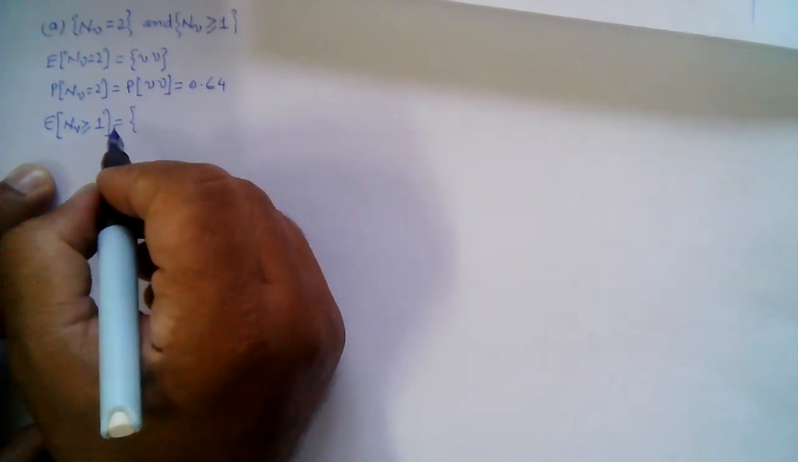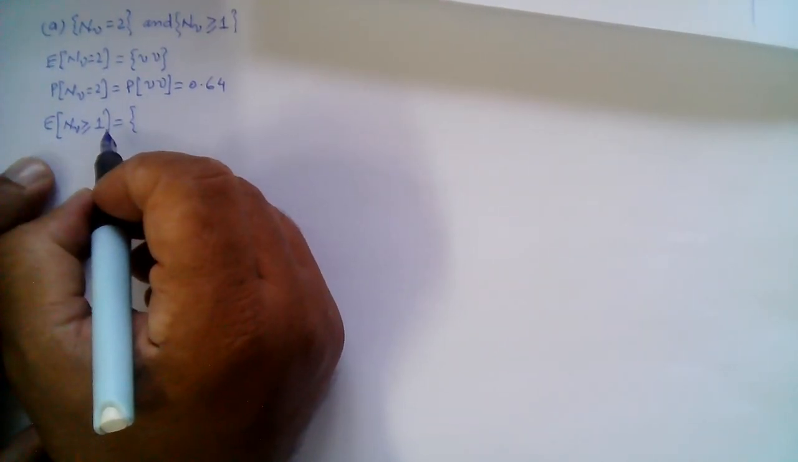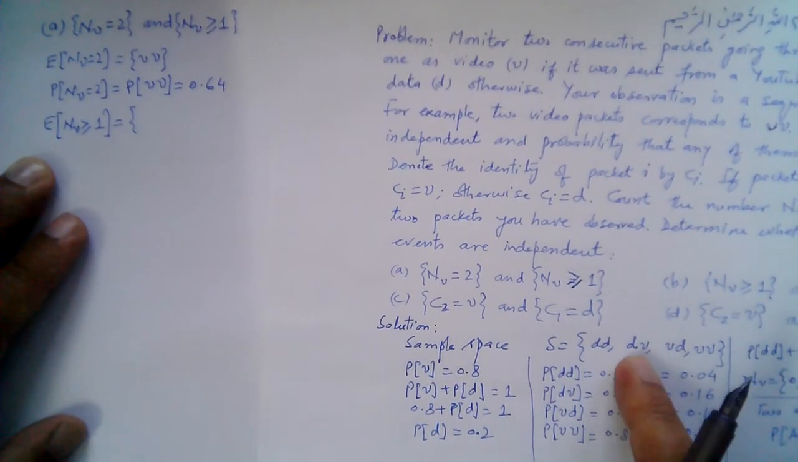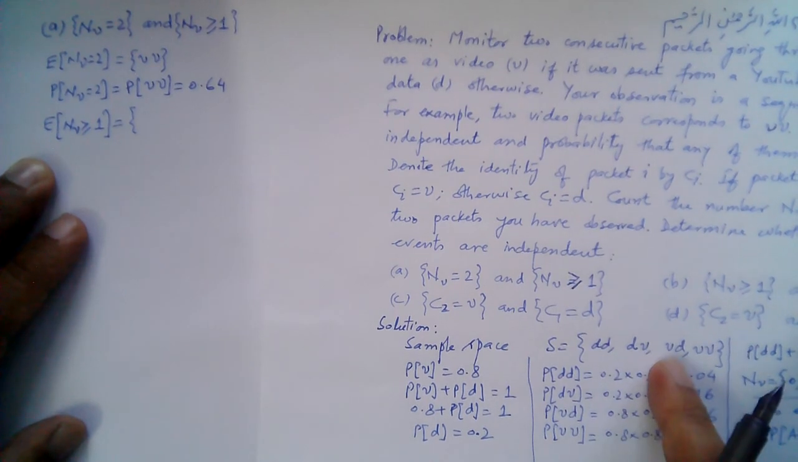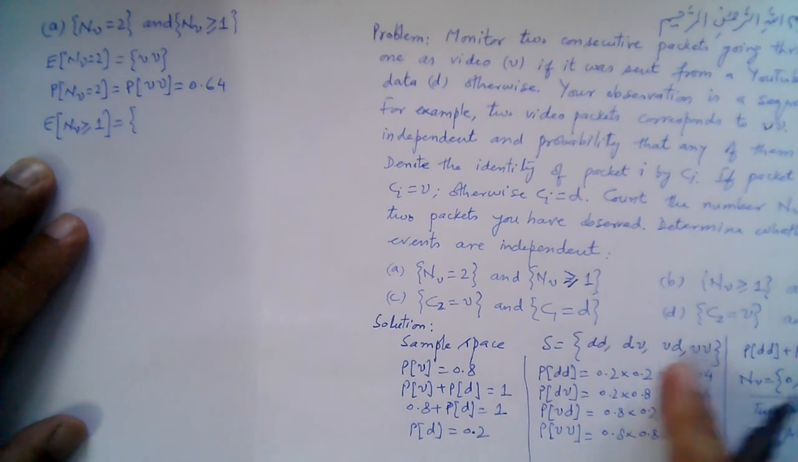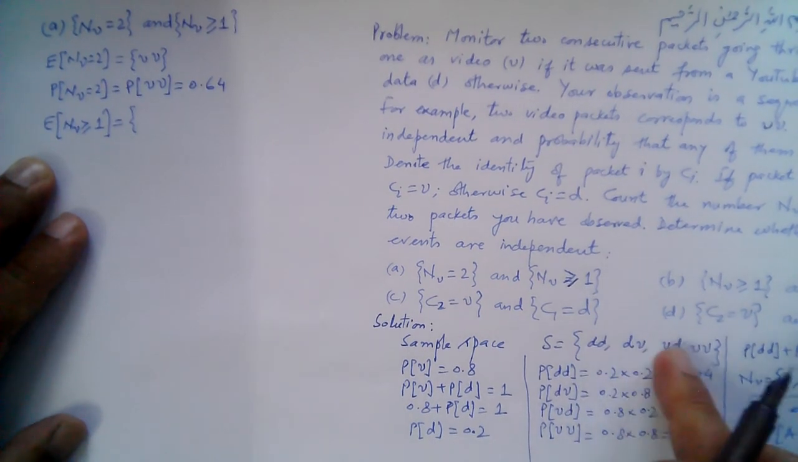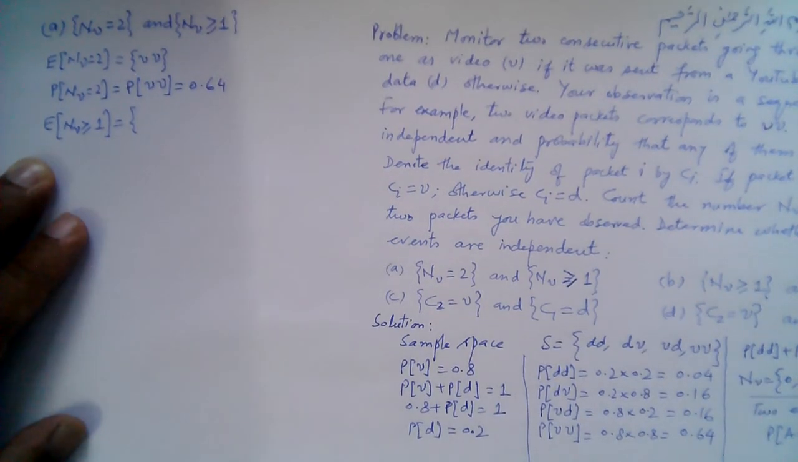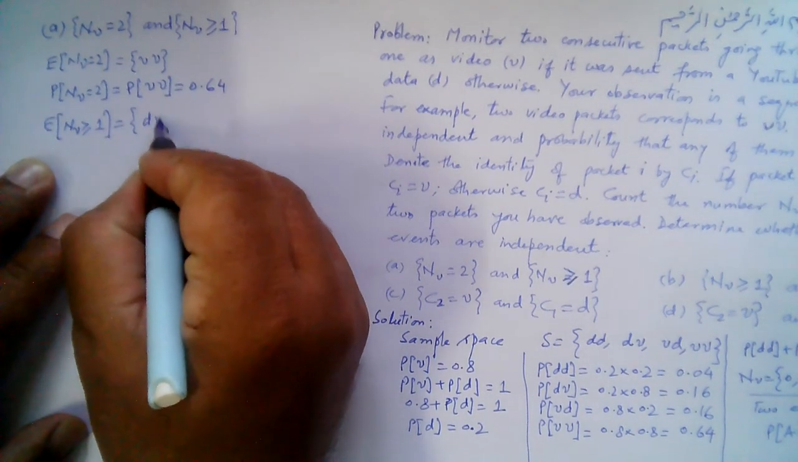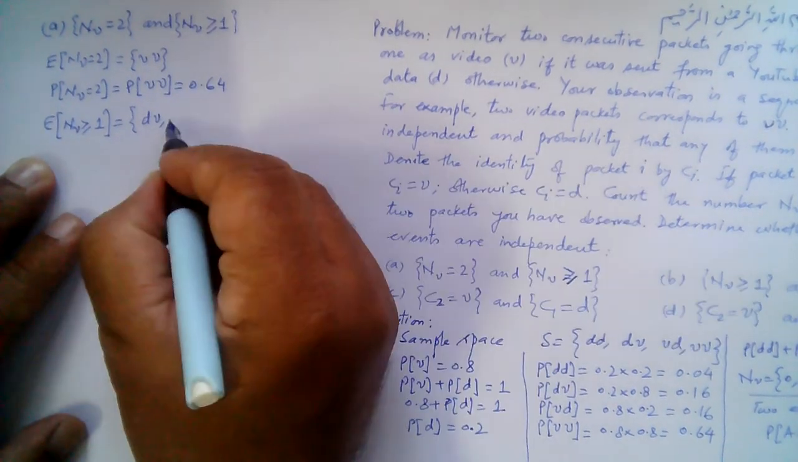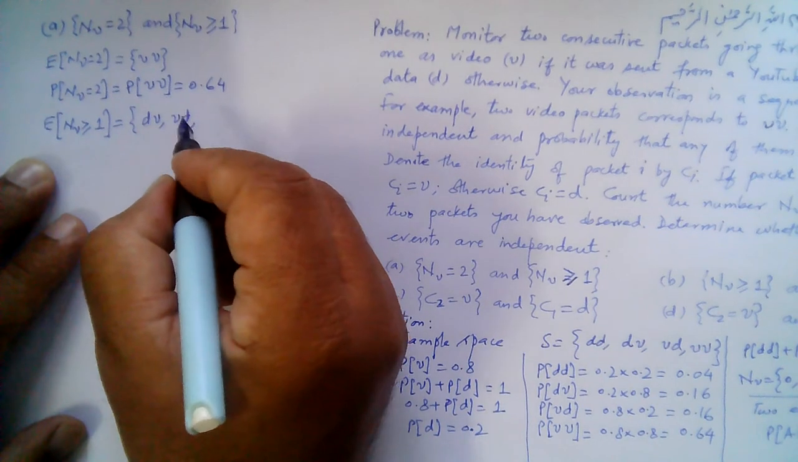So the number of video packets is 1 or 2, right? So from the sample space again, we have this event DV, then VD, where the number of video packets is 1, and then VV, where the number of video packets is 2. So except this outcome DD, we have these three outcomes which correspond to this event NV is greater than or equal to 1. So this is event DV with outcome DV, and the outcome VD and the outcome VV, right?